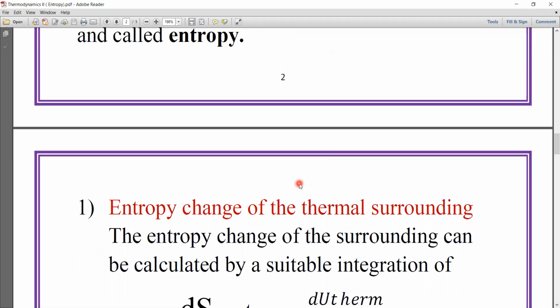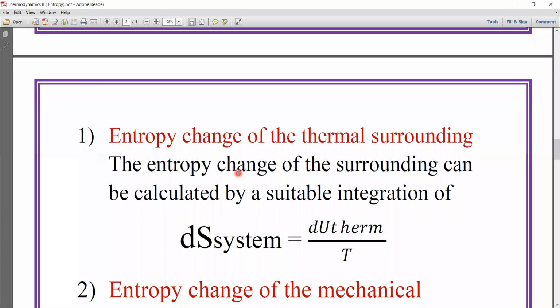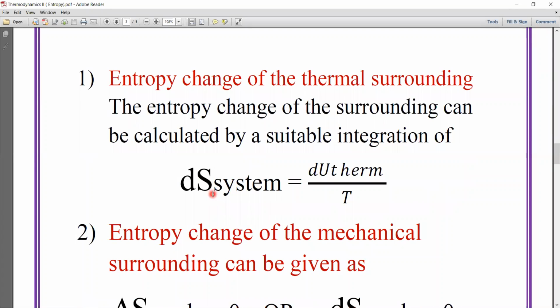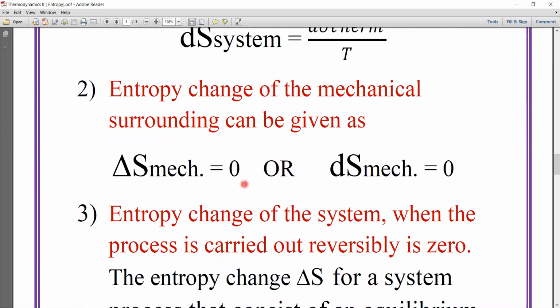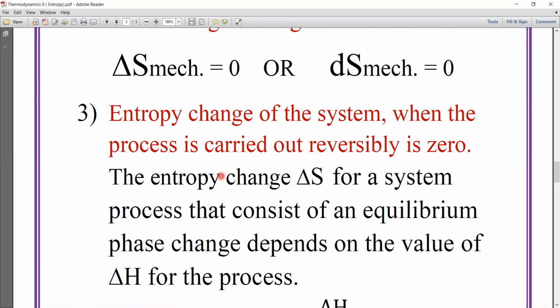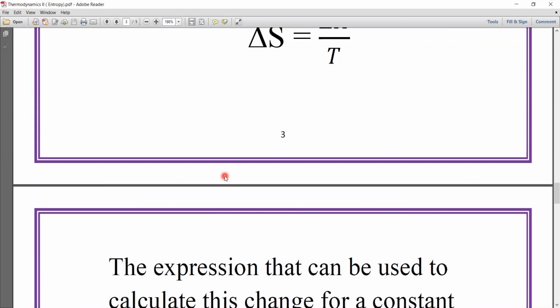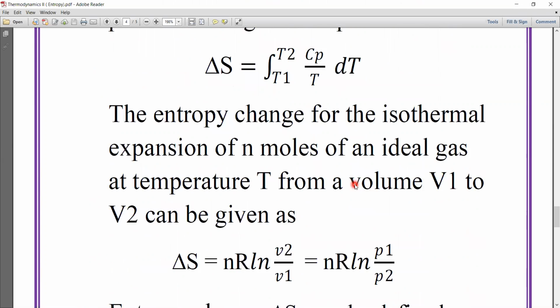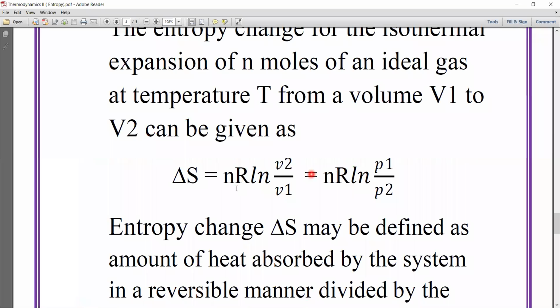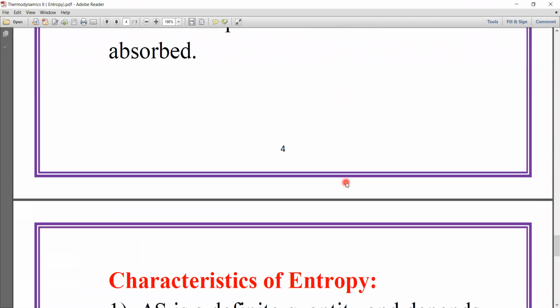Now different cases of entropy. This is entropy change in thermal surrounding: dS of system is equal to dq thermal divided by T. Entropy change in mechanical surrounding is 0. Volume changes: delta S is equal to integral T1 to T2 Cp upon T dT. For isothermal expansion, delta S can be given as nR ln V2 upon V1, which is equal to nR ln P1 upon P2.